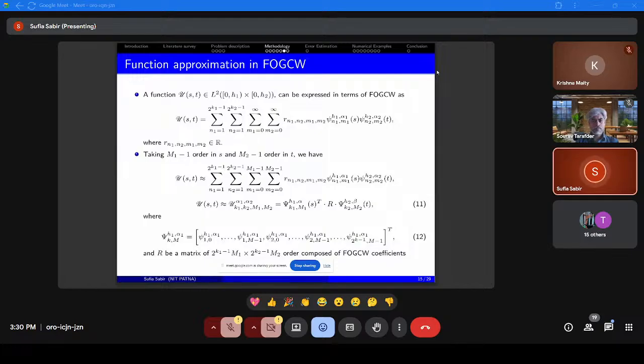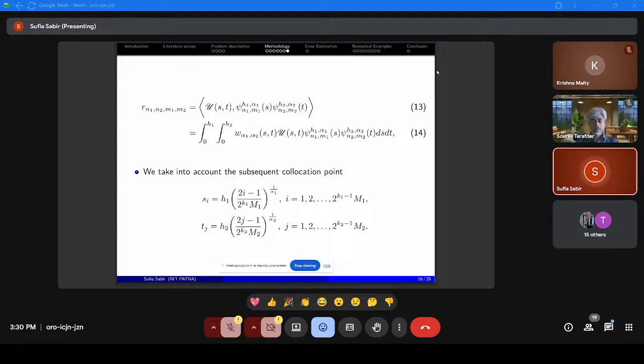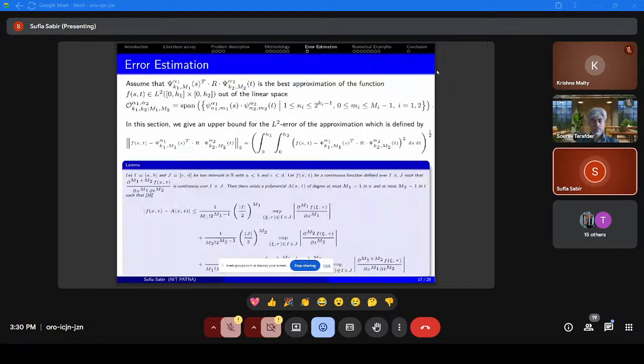Here we have presented the function approximation in FOGCW. For any function U(S,T), we can express this function in terms of FOGCW as follows. To find the approximate solution, we have truncated this series. We have taken M1 minus 1 order in S and M2 minus 1 order in T. Then we have the approximate solution U(S,T) given by equation 11. We have taken the subsequent collocation points into consideration.